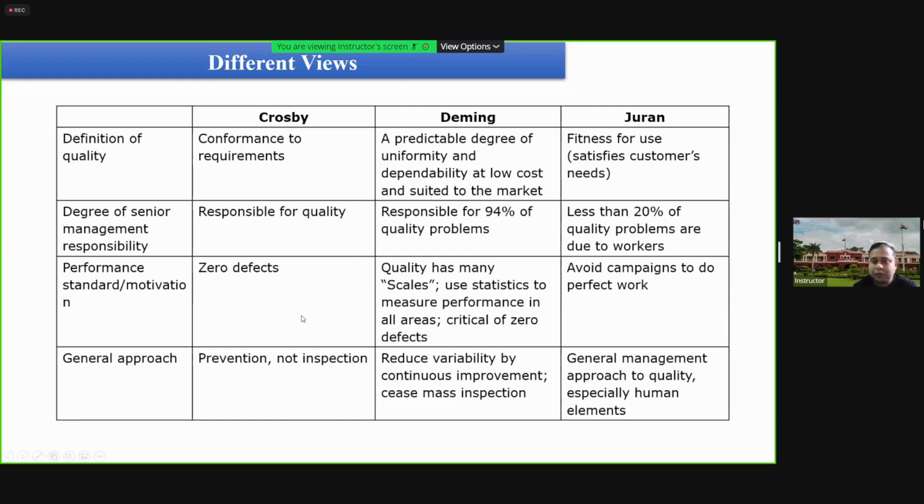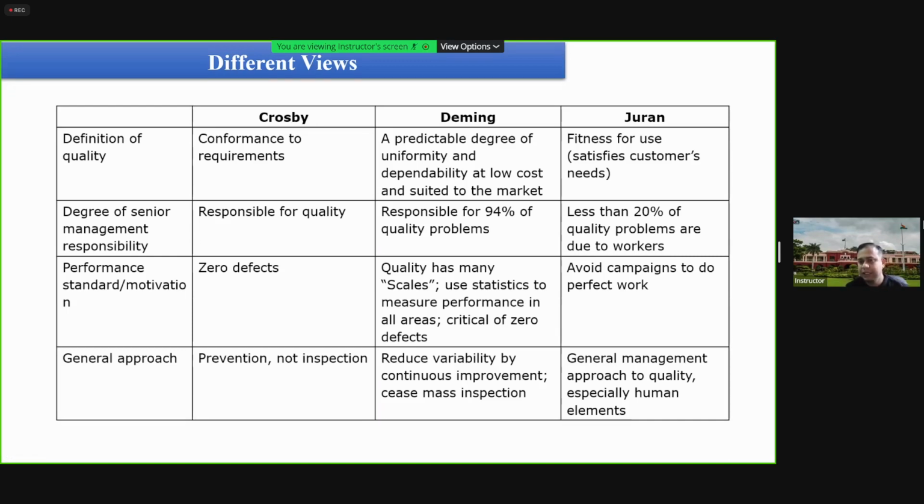Now, if we see the general approach, Crosby said it should be prevention, not inspection. Deming spoke about variability and continuous improvement, but he also said we should cease mass inspection. So Crosby is of the view that we need to prevent defects from happening and not focus on inspection. Same was Deming, apart from his other views that we need to reduce variability. And Juran was of another opinion, that human elements are important in managing quality and we should focus on that.